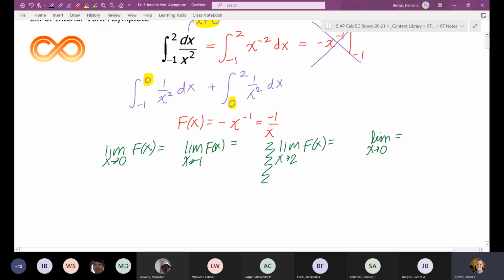So evaluating these, let's just go ahead and do the first one first. So I have the limit as x goes to 0. Well, this antiderivative was negative 1 over x. Well, if x is going to 0, we have negative 1 over 0. Negative 1 over 0 is going to give us undefined, so we know that this limit is DNE. DNE is clearly not a real number, so is it worth our time to go ahead and evaluate the remaining integrals?